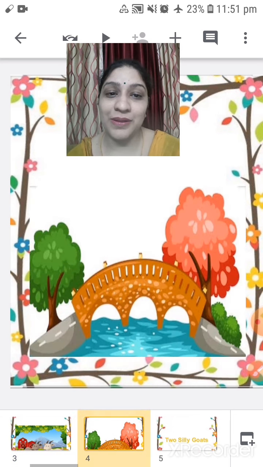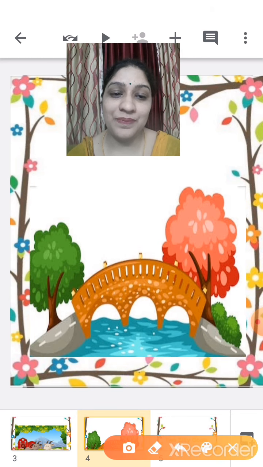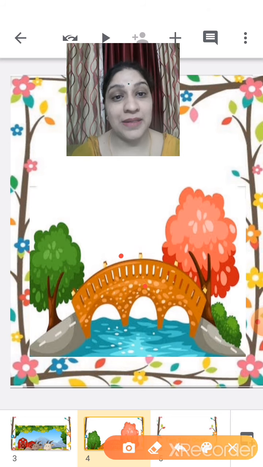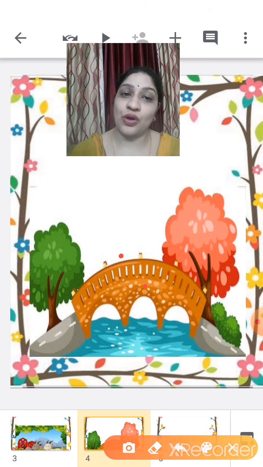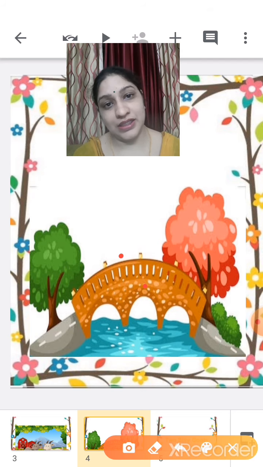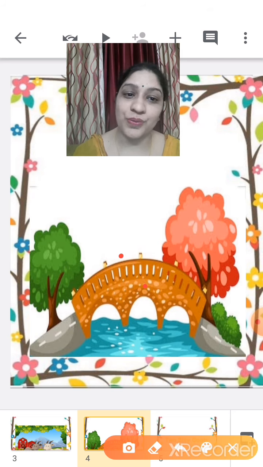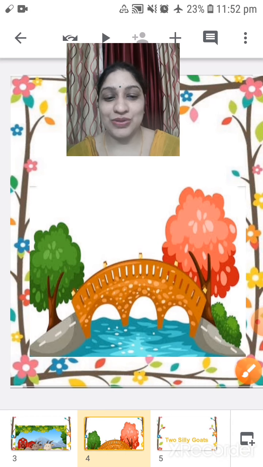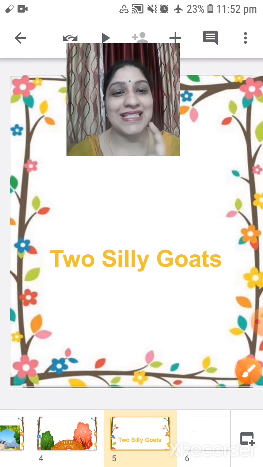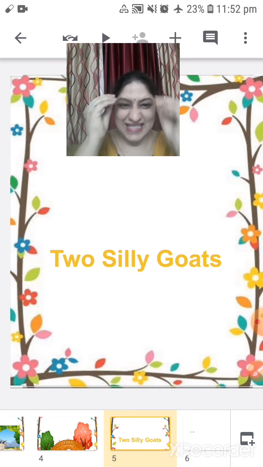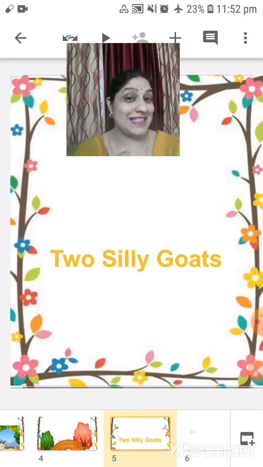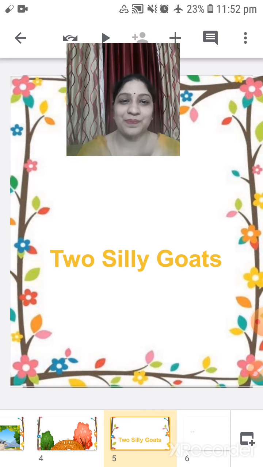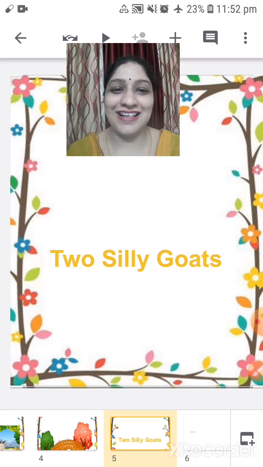And children, tell me, what is this? Yes, this is a bridge. A bridge is a structure which helps you to cross the open space. It can be a river or it can be a road also. So now we are going to learn a story. A teacher is going to narrate a story, and the title of the story is Two Silly Goats. Okay, so let's see the story.